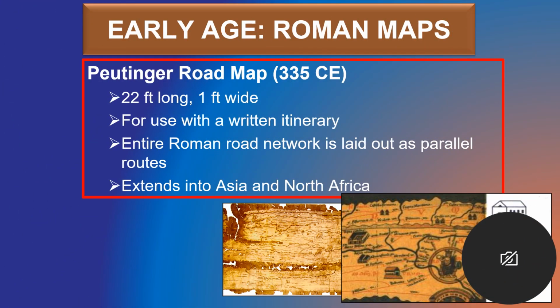Then we have Roman maps. Roman maps were from 335 Common Era. They were 22 feet long and 1 foot wide. They used written symbology, and the entire Roman road network is laid out as parallel routes. It extends into Asia and North Africa.